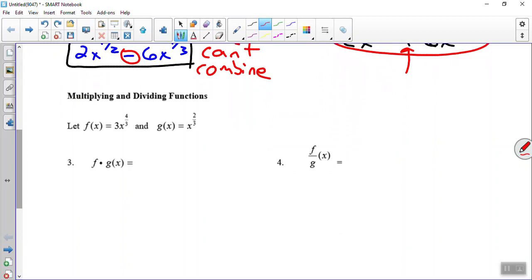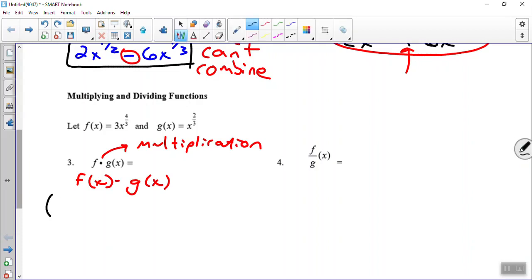So a lot of this is kind of building off of what we did in the previous part of the unit in 5a. So you've got to make sure you remember your rules of exponents. Okay? So this is f times g of x. This is multiplication, not to be confused with composition. All right, so again, this is the same as saying f of x times g of x. Say take f of x and get 3x to the 4/3 times x to the 2/3.